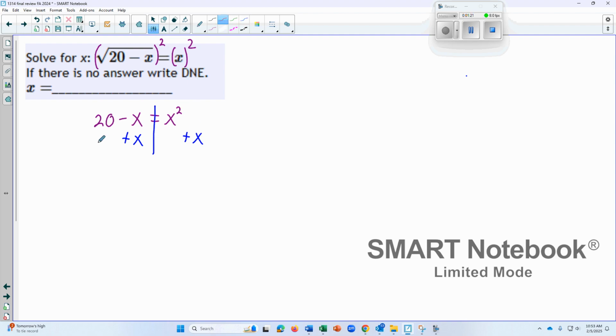Same thing with this 20. I'm going to subtract 20 here, so I have to subtract 20 there as well, once again creating a new spot for that. What happens is all the stuff on the left cancels out, so I'm left with 0 equals x squared plus x minus 20.